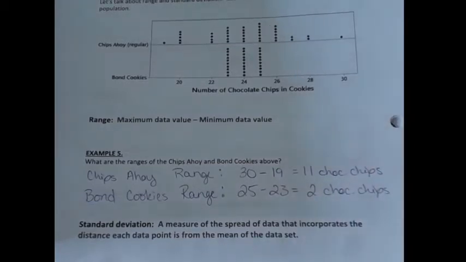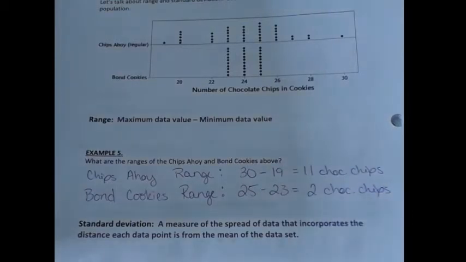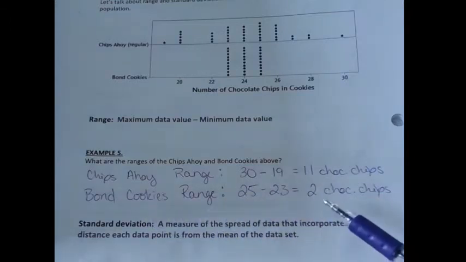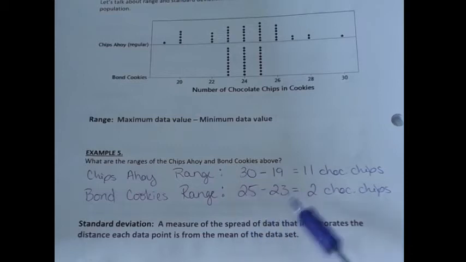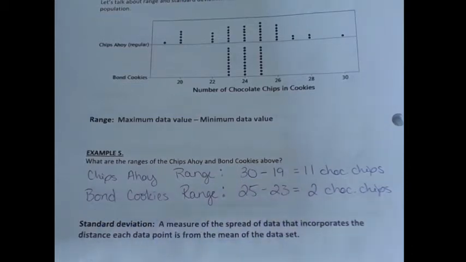So essentially, notice that the 11 tells us that there's a variation of 11 chocolate chips from the greatest to the smallest. So there's a lot of variability. Whereas with our Bond cookie, since our range is only 2 chocolate chips, only 2 chocolate chips tends to separate the largest from the smallest. So you know that you're way more consistent when it comes to the Bond cookies. Hopefully that idea of range is very clear in terms of describing the spread of the data.